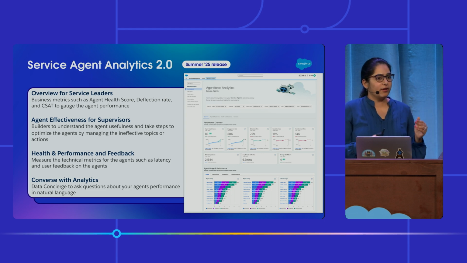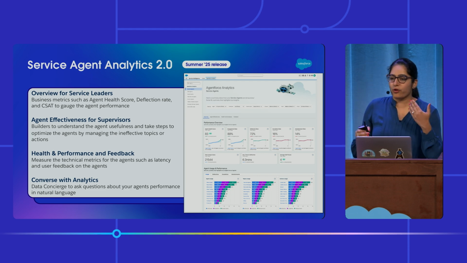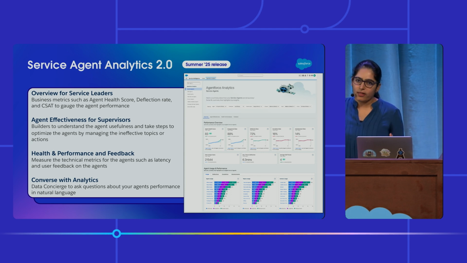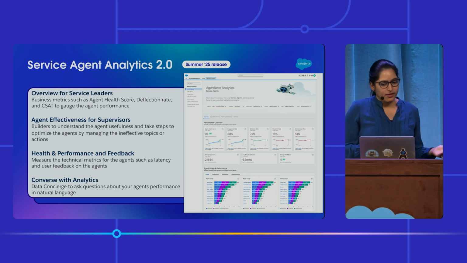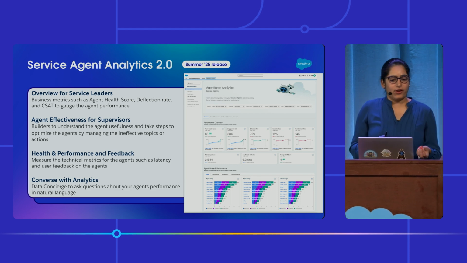This is going to be targeted for a few different personas. As a service leader, you want to understand overall what's the performance of these AI service agents. You want to track your agent health scores, your deflection rates, and CSAT.